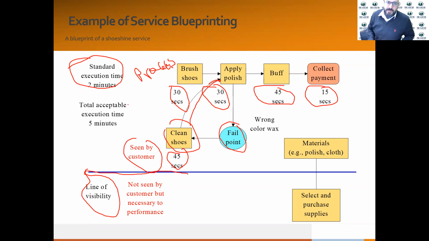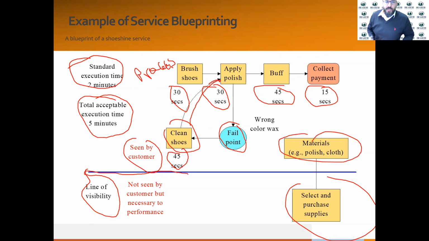And you can put some specification limits, which are the tolerances. So the total acceptable execution time would be 5 minutes. Just something to consider. As support, not seen by the customer and backstage, there would be the supplies and supporting material: select and purchase the supply. This is not seen, and provides the material. So this is something to consider.